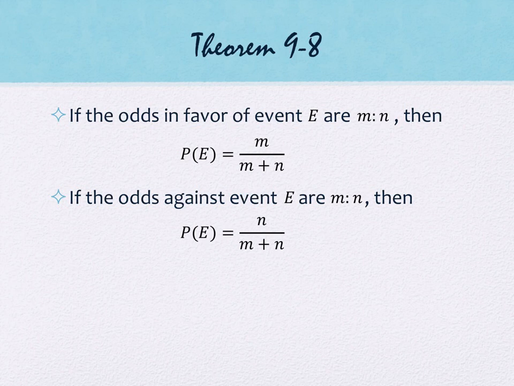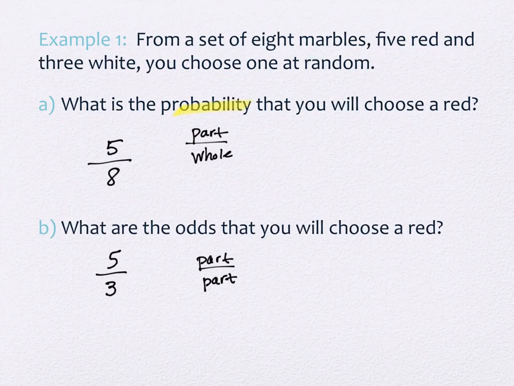The odds in favor is that we're going the other direction. Instead of starting with a probability and finding the odds, we're starting with the odds and going backwards to finding the probability. So let's go back to our very first example because it lends itself very nicely to seeing how this works. So right here we had 8 marbles. We had 5 red and 3 white. So when we looked at odds down here, it was 5 to 3, because those are the only kind of marbles. Odds is 5 to 3.